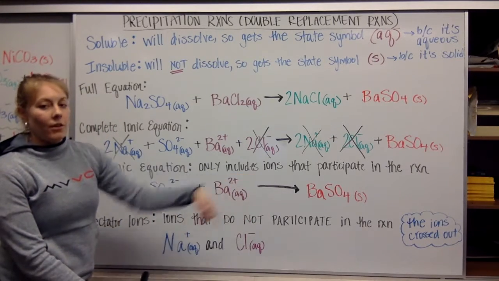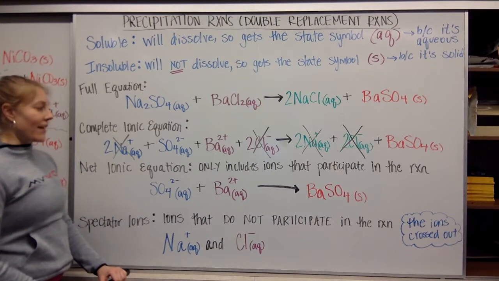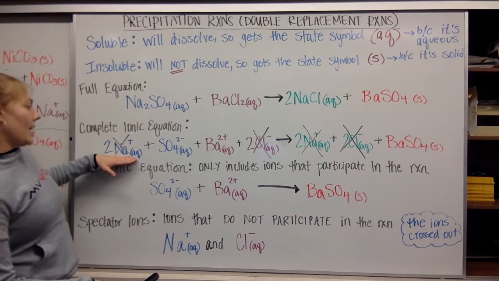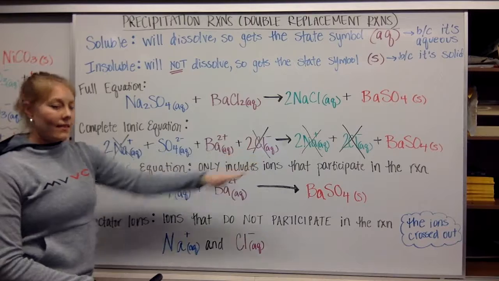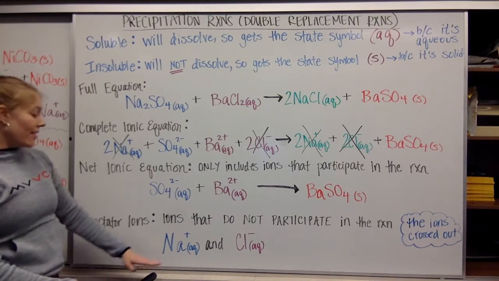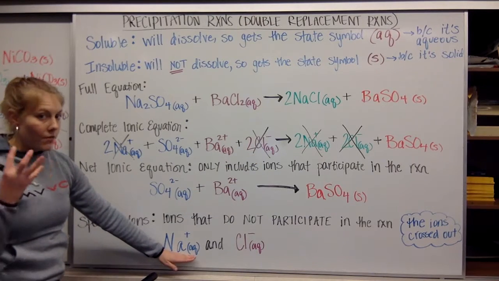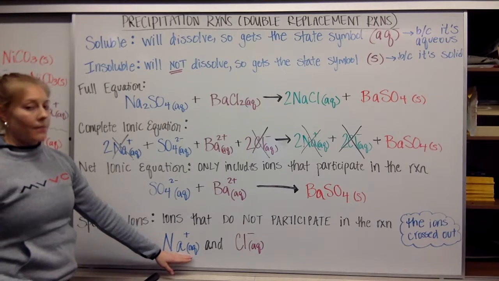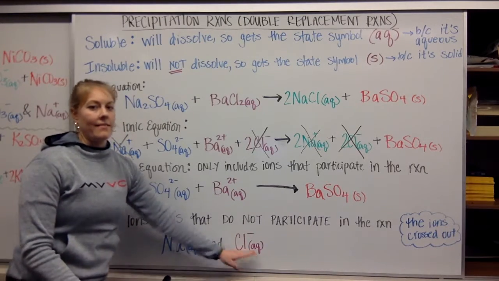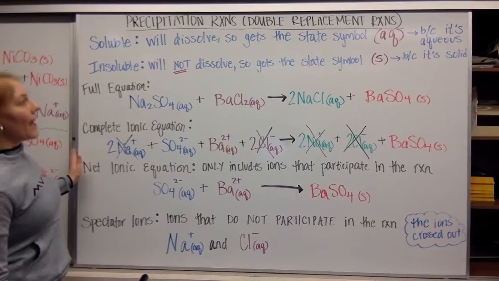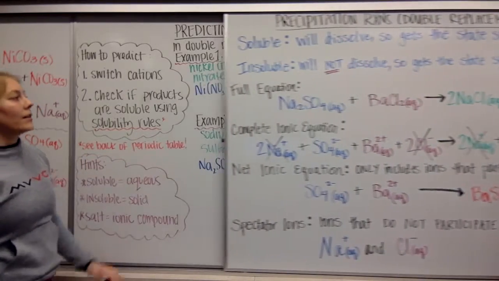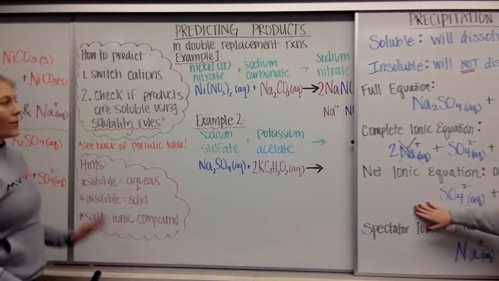If you look over there in that little bubble, it says the ions that are crossed out. What did we cross out? Na+ and Cl-. So our two ions that did not participate, they're only spectating. They're watching the reaction happen ultimately. Na+ and Cl-. All right? So that is how we break down our equations into net ionic equations.